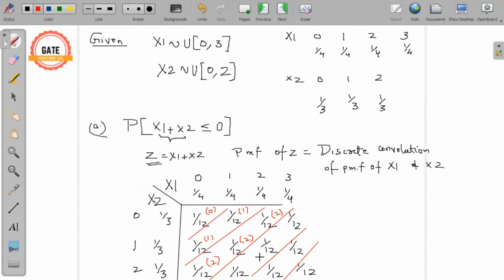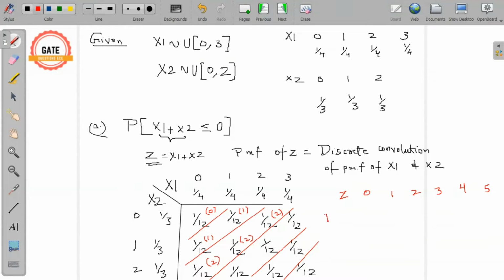So diagonally, we are having those elements which are having the same value of z. So finally, we add these elements to get the p.m.f of z. So we can see here that z can have value 0, 1, 2 and 3 for this diagonal, 4 for this diagonal and 5 for this diagonal. So up to 5, and the last value will be 5.